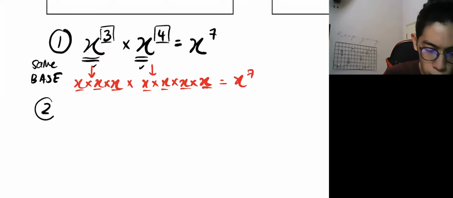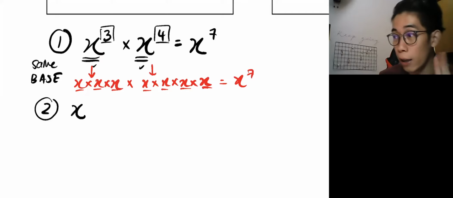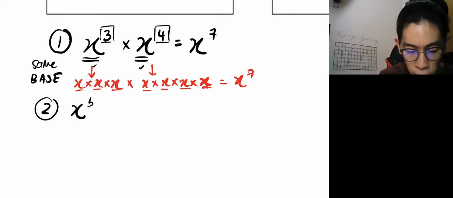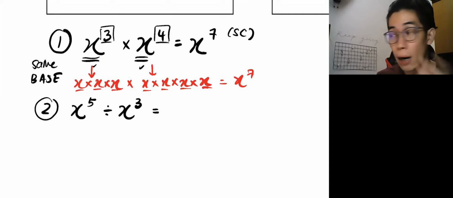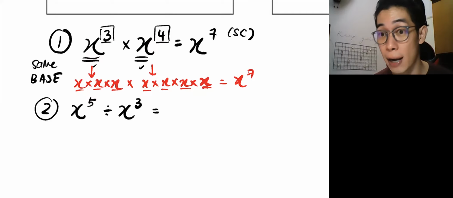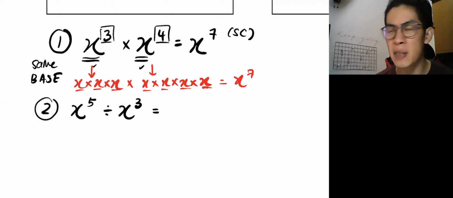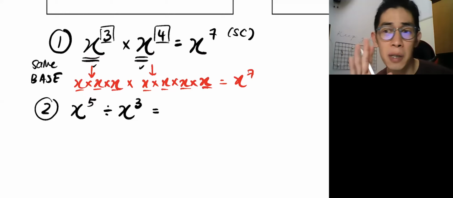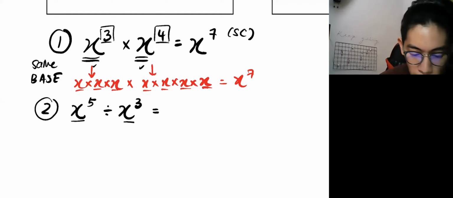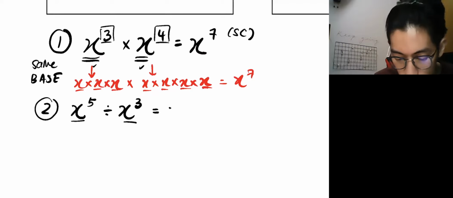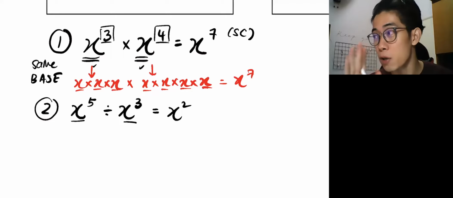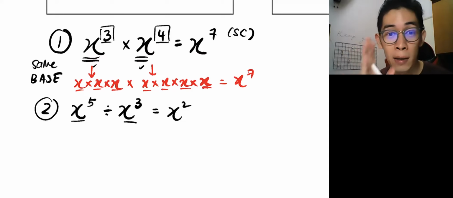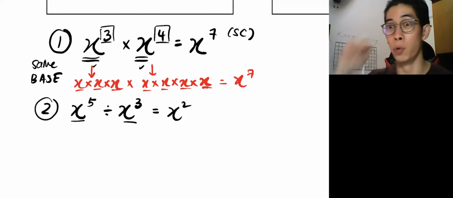So number two, x power 5 divided by x power 3. Everyone, by the way, I will put SC there as shortcuts. So by using the shortcut, same base, divide, you minus, so x squared. So this one is the part we do not understand; this part, we are only following the rules.